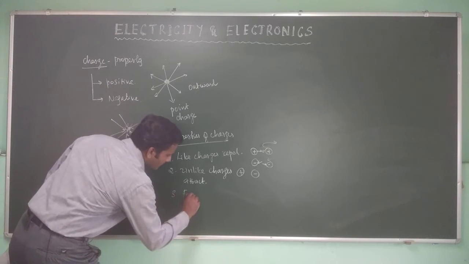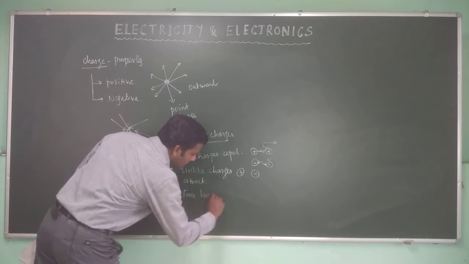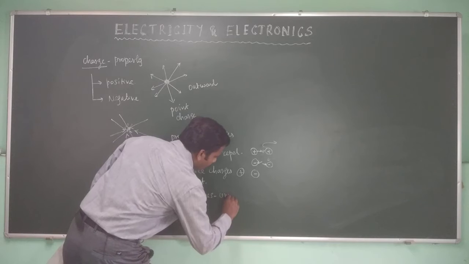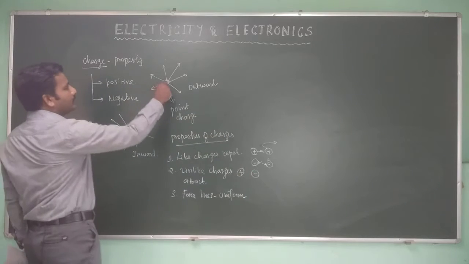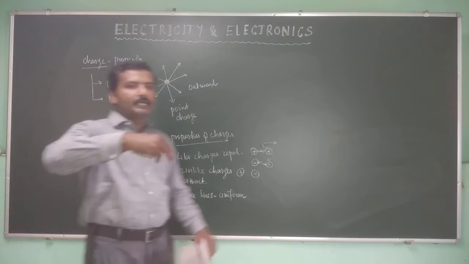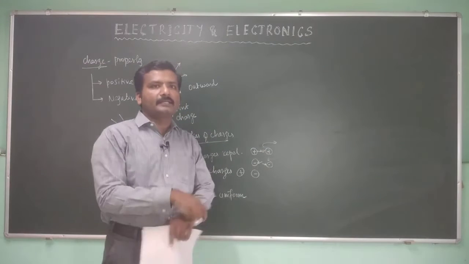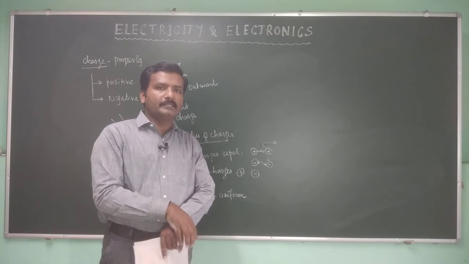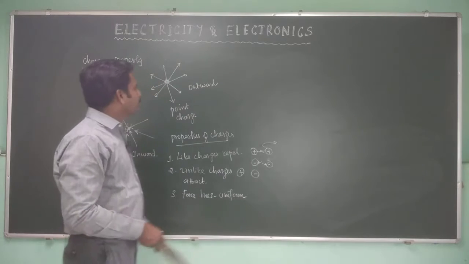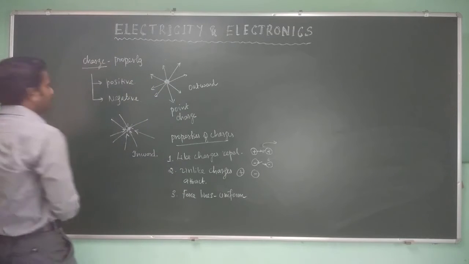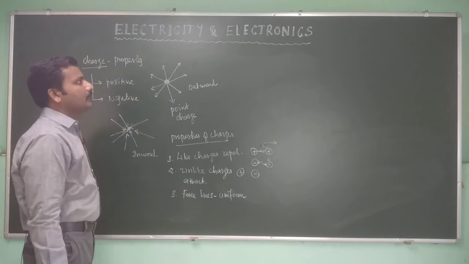Another thing, the line of forces are uniform in all directions. See, the line of forces acts in all directions, all three directions. If you consider the Cartesian coordinates, the line of forces are uniform in all directions. So this is about charge. Fine.